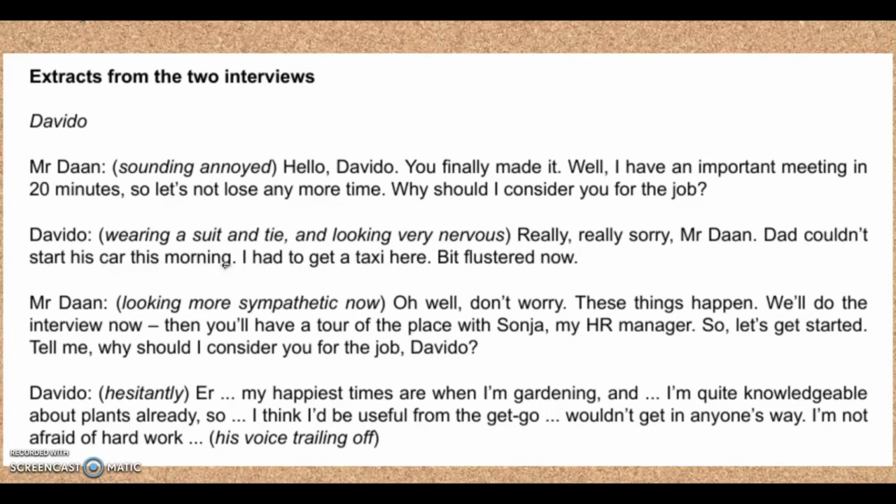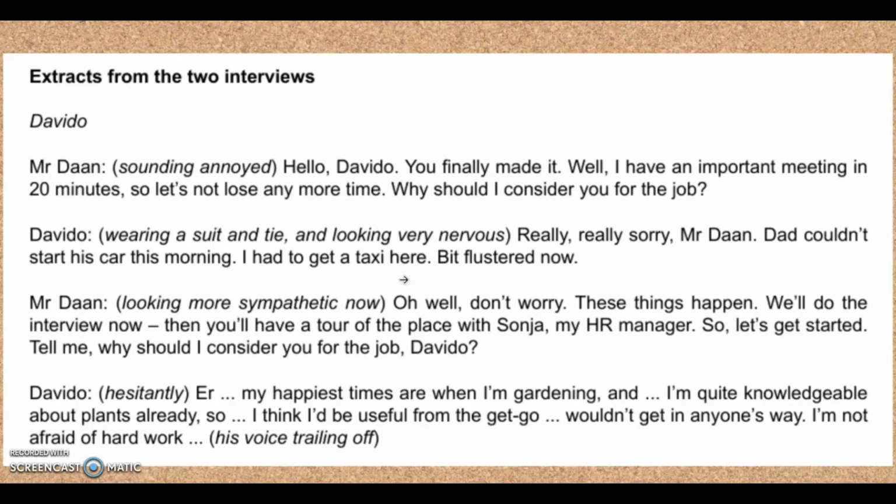Then he says, "Really sorry, Mr. Dunn, Dad couldn't start his car this morning. Actually, he was a bit late. I had to get a taxi here." So we can develop a point here that he immediately apologized to Mr. Dunn for his late arrival, which shows that he would not hesitate to apologize to his senior staff in the future if he ever commits any mistake.